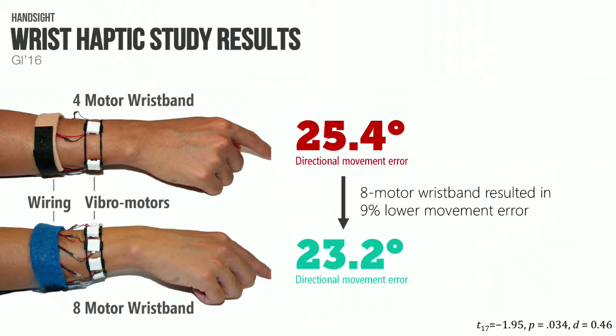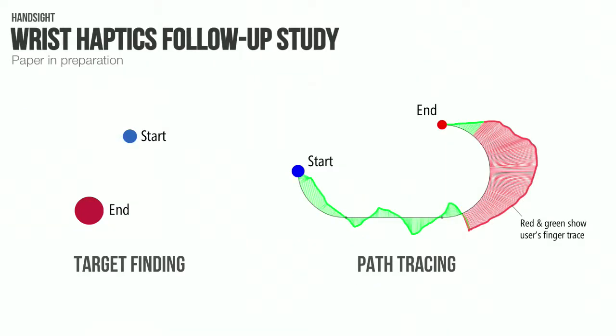So as you might expect, 8 motor, which has double the number of motors on your wrist, actually performs better, which is a statistically significant result, but not as much as you might expect. And so now we're looking at adapting some of these feedback algorithms and also looking at 2 different kinds of tasks, target finding and path tracing.